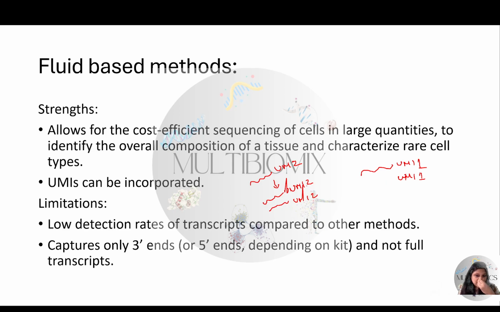Now suppose if you don't have UMI, we can get false expression levels, because if some RNAs are expressed highly, what we interpret is that the original expression level for that RNA molecule was high.